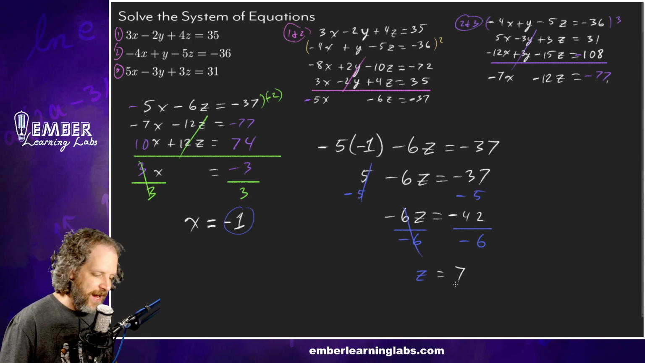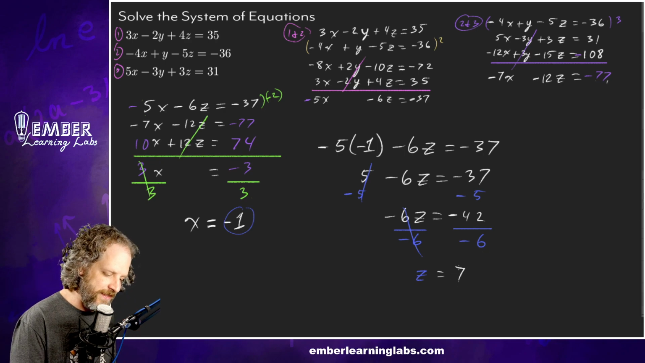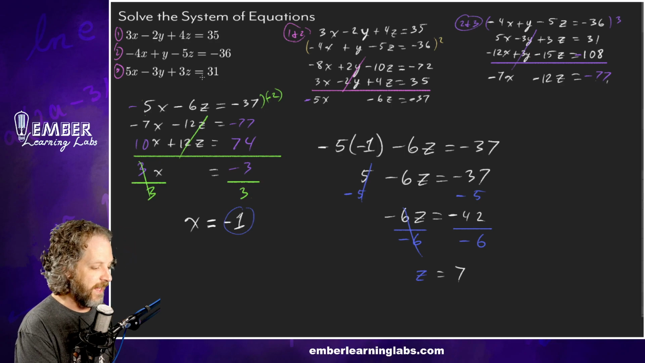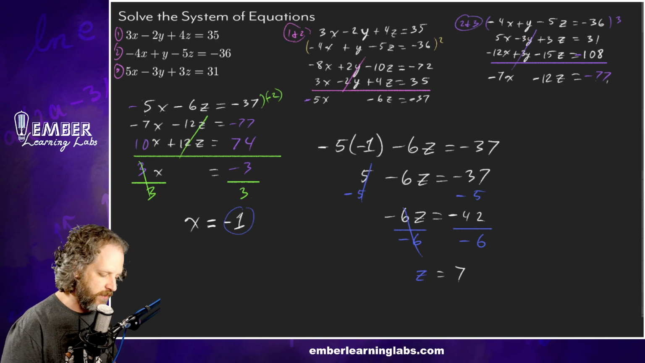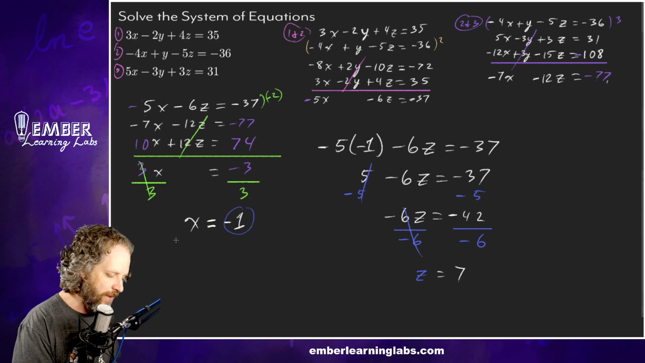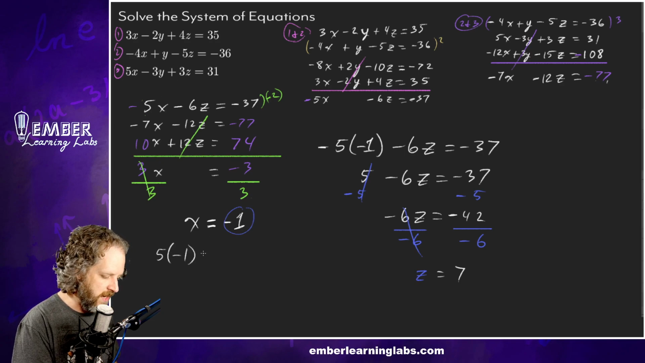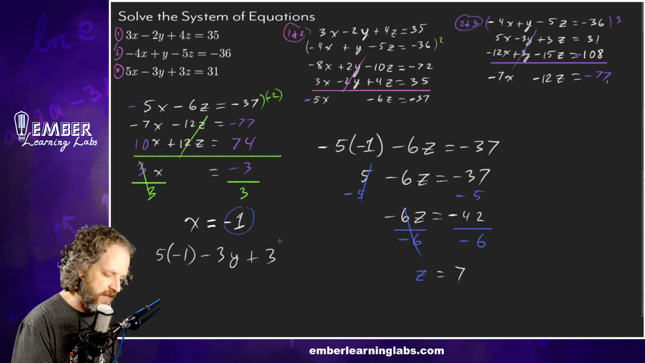What we can do now is plug this guy and this guy into any one of those equations. Let's pick this last one. So we're going to put 5 times negative 1, plugging this into equation number 3, minus 3y plus 3 times z, which we just found out is 7, equals 31.